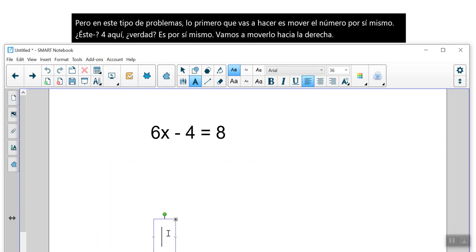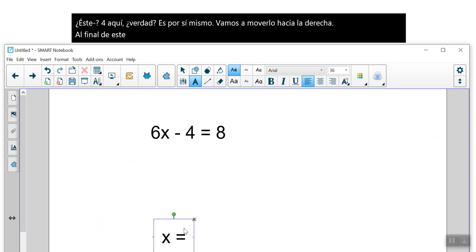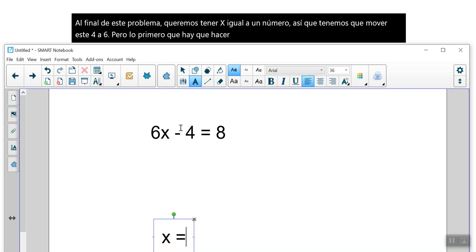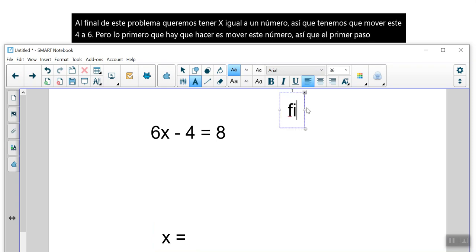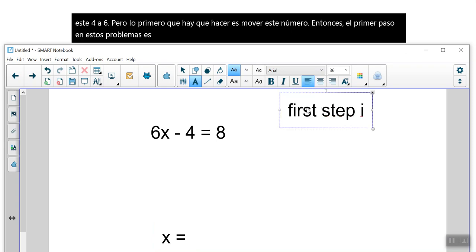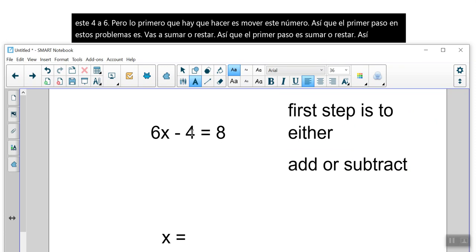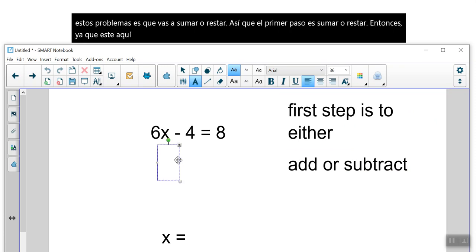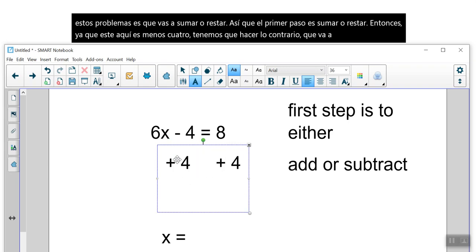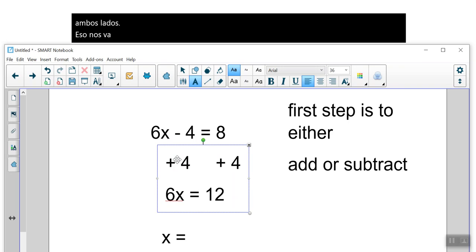At the end of this problem, we want to have x equal to a number. So we have to move this 4 into 6. But the first thing to do is move this number. So the first step on these problems is to either add or subtract. Since this one here is minus 4, we have to do the opposite, which is going to be plus 4 on both sides. That's going to give us 6x equals 12.